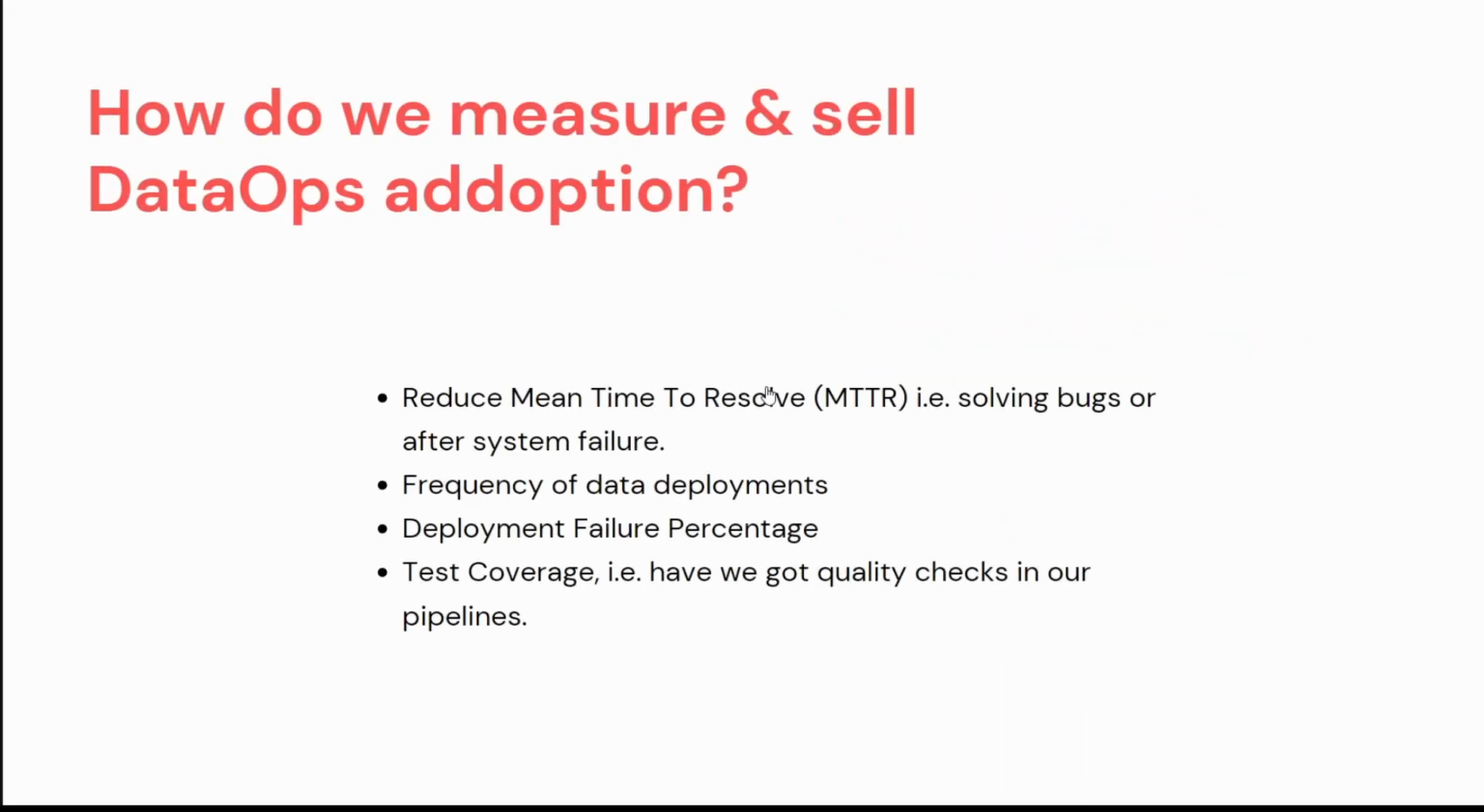Being able to demonstrate and measure our return on investment on DataOps via metrics will make this a much easier sell. Here are just a few examples of some of the metrics that you can use to start to measure how well your team are doing. And as you go on through your journey, you can see how these metrics improve. Metrics such as your mean time to resolve, i.e. how quick are you to resolving bugs or if there are system failures, looking at the frequency of your data deployments, as well as the ratio of your failures on deployments. Test coverage will also be a great indicator of the quality of the data that you have in your pipeline.